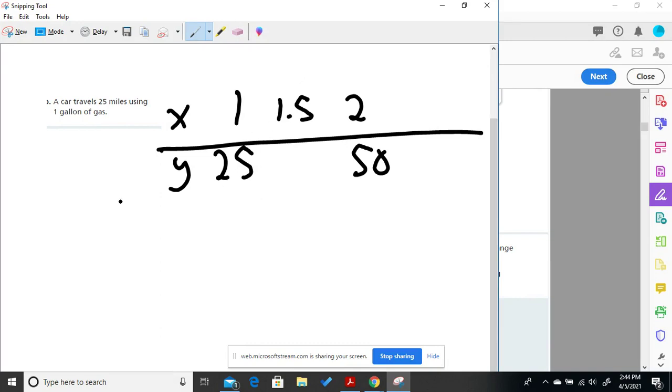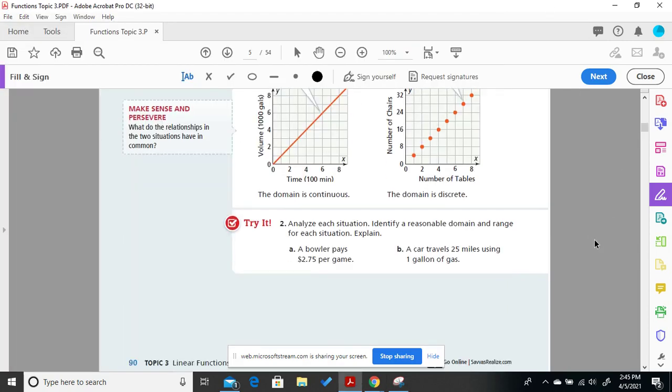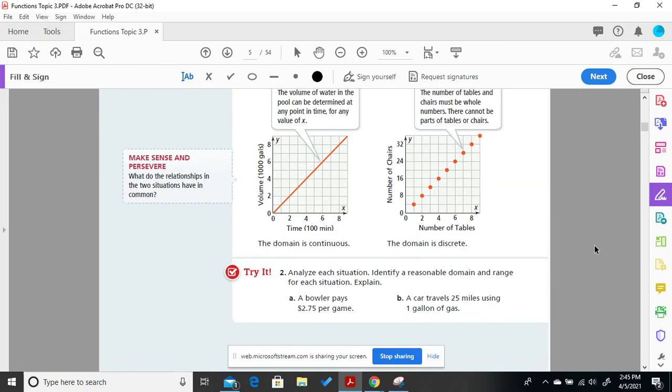Okay, and since it's possible, you can picture the graph like this. You can say, well, 1 is 25. 1.5 would be here, here, here, here. There's going to be dots everywhere. It's going to form a line. Okay, so that forms a line, so this is going to be continuous. And that's the difference between discrete and continuous. So we're going to stop there at the end of page 90.